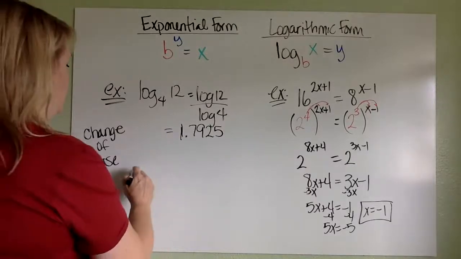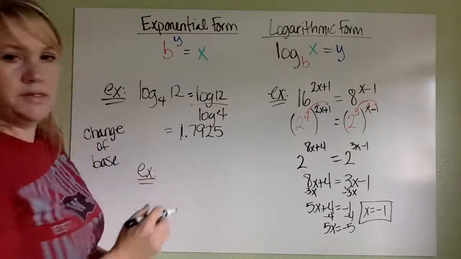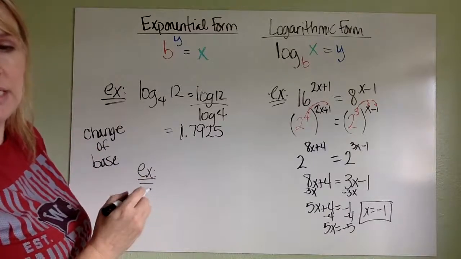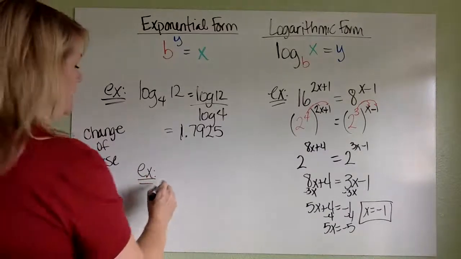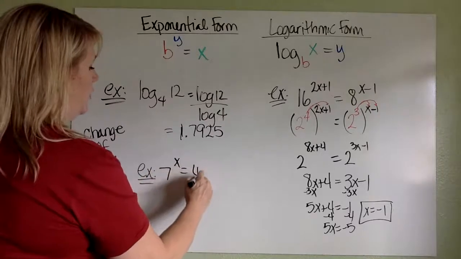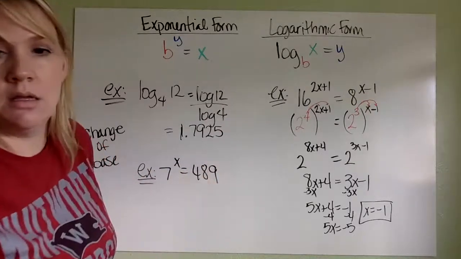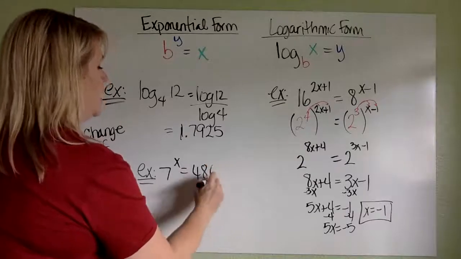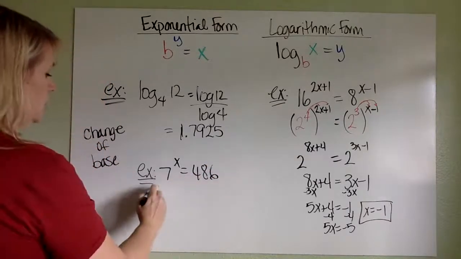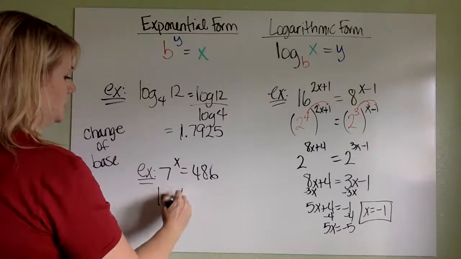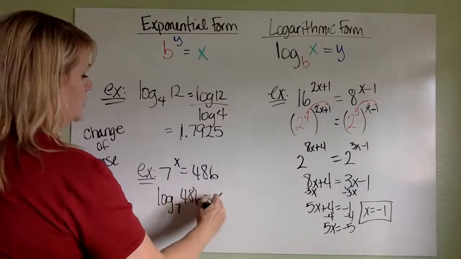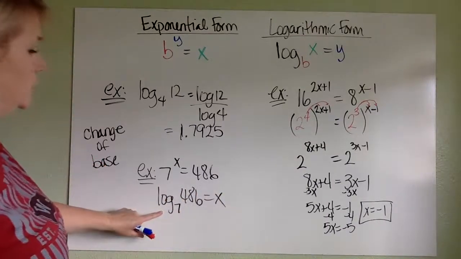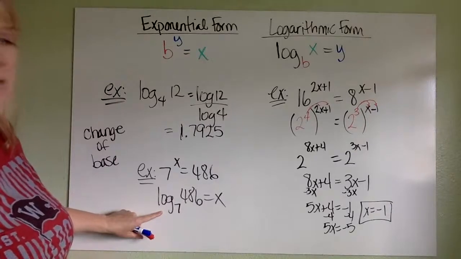So if I have, that was number 19. This is number 20. If I have 7 to the x equaling 486, sorry. This is number 20. If I have this, and I want to switch it to logarithmic form, it would be log base 7 of 486 equal to x. Now, this is just the basic logarithm exact answer.